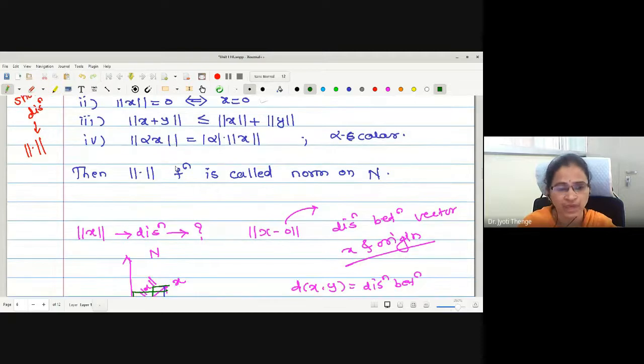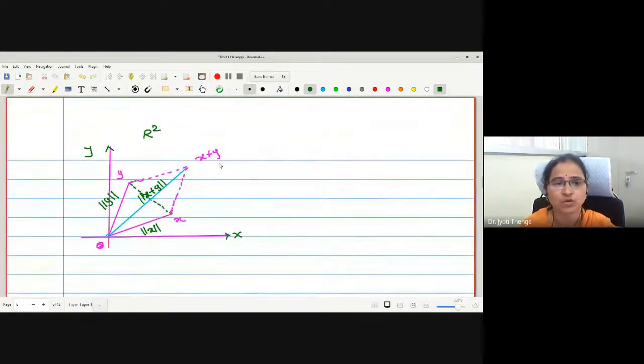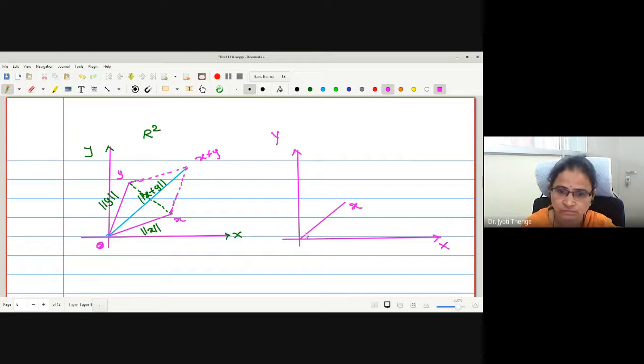Norm of alpha x. Now first we have to show, if x is a vector somewhere on a 2D plane, then where is the position of your vector alpha x? This you have to understand first, right? Suppose this is a vector x, somewhere here it is. Now you have to tell me where will be the location of alpha x?